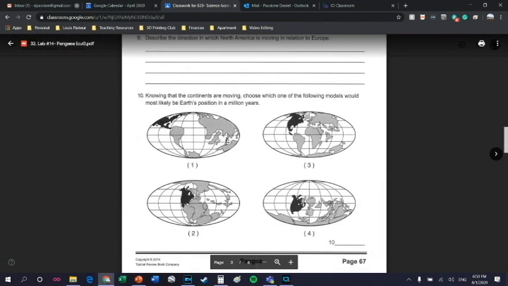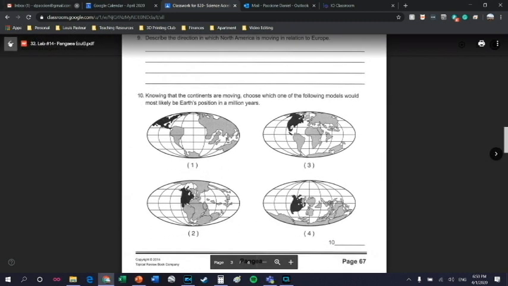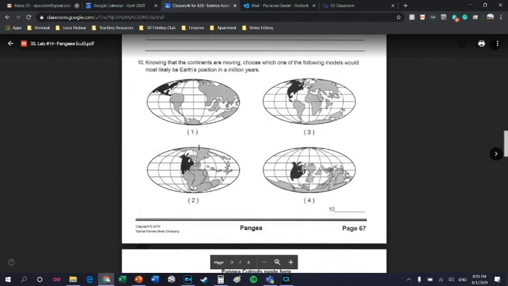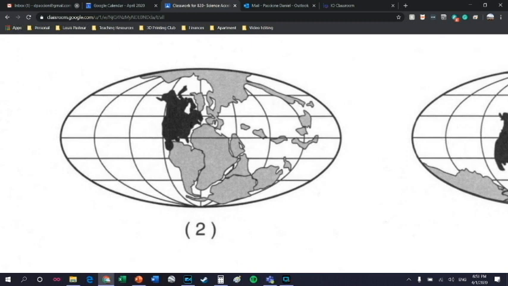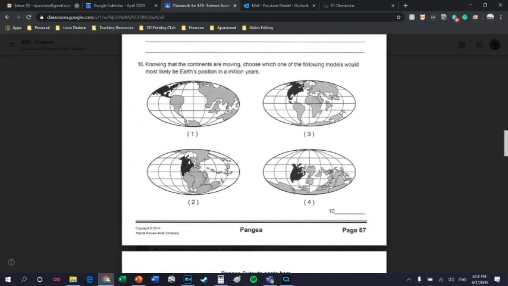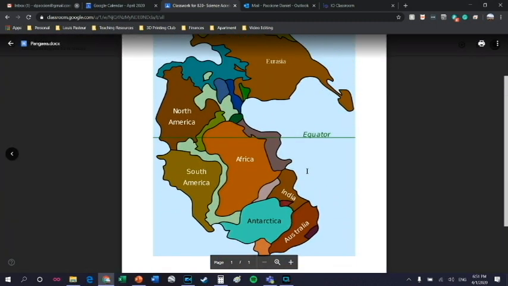Now to help you, because it is a little annoying to do this, you have some guides. The first guide here is showing Pangaea. You can see where all the continents are. We have Europe and Asia, North America, South America, Africa, Antarctica, India, and Australia. So this is actually showing Pangaea. This can be a good reference for you if you're having trouble fitting the continents together. I also put this picture here. This picture also shows Pangaea.